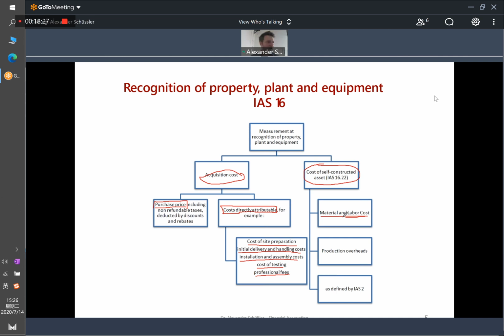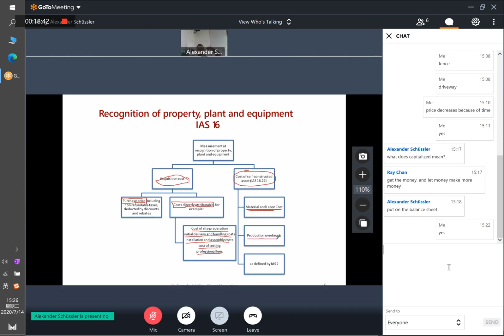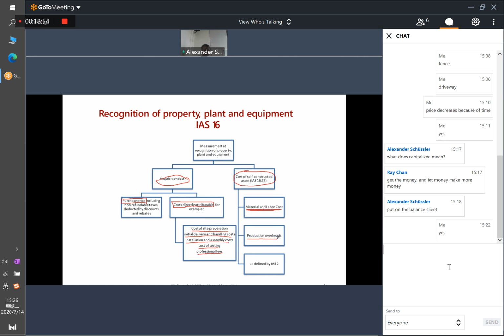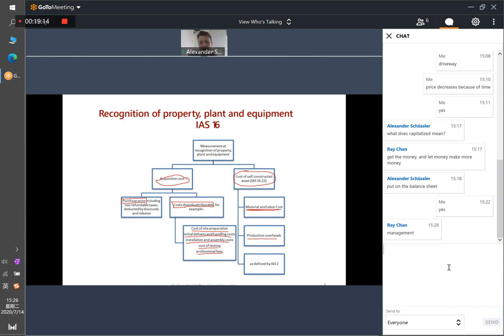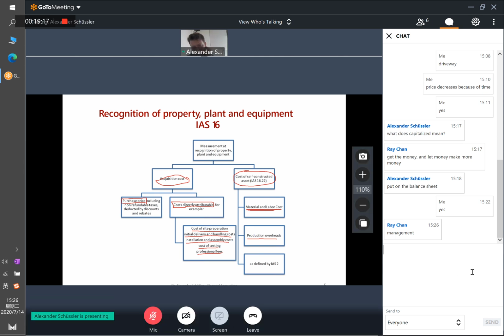Then the next is production overhead. Do you have an idea what overhead is? What is overhead? Any idea? What does overhead mean? Overhead costs. Exactly. It can be management. That is correct. Overhead is management.